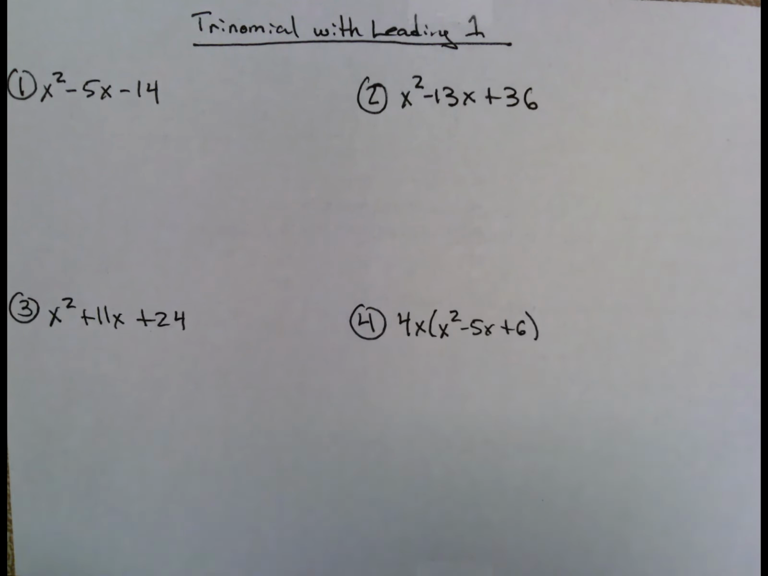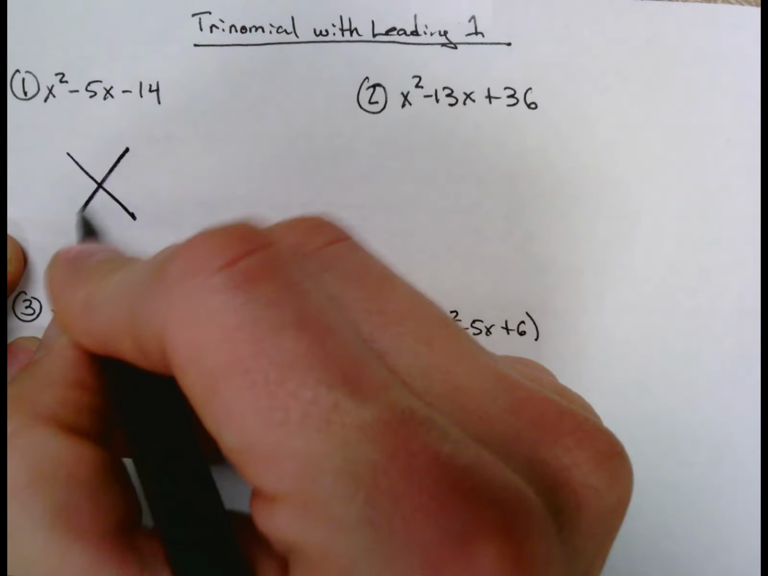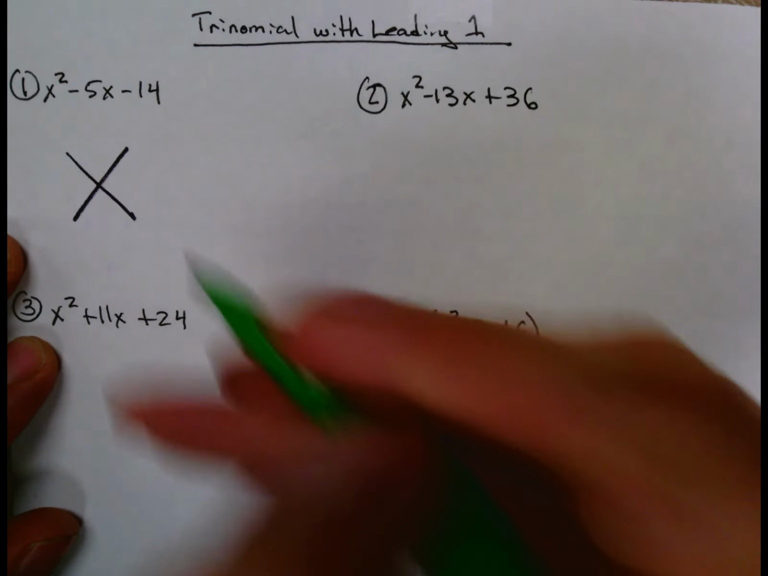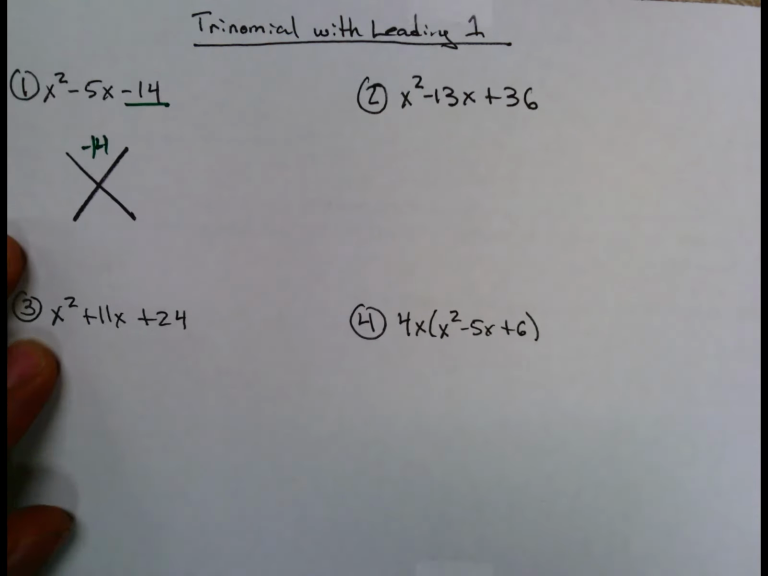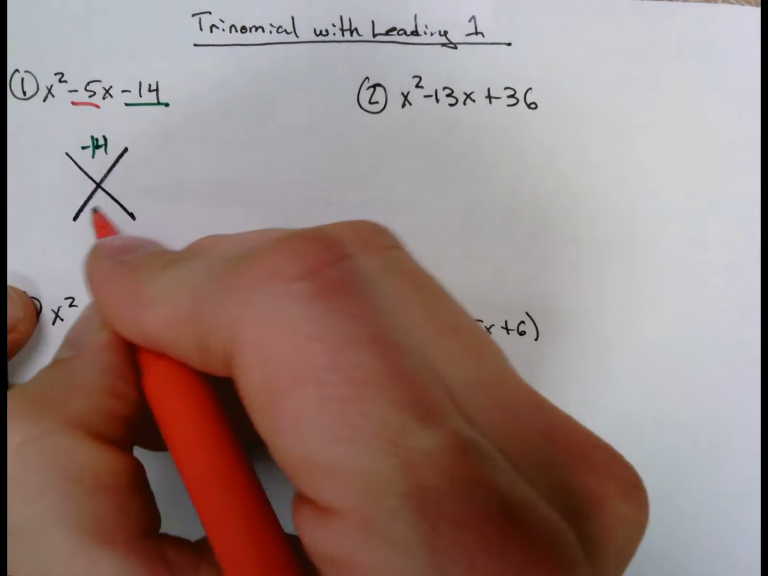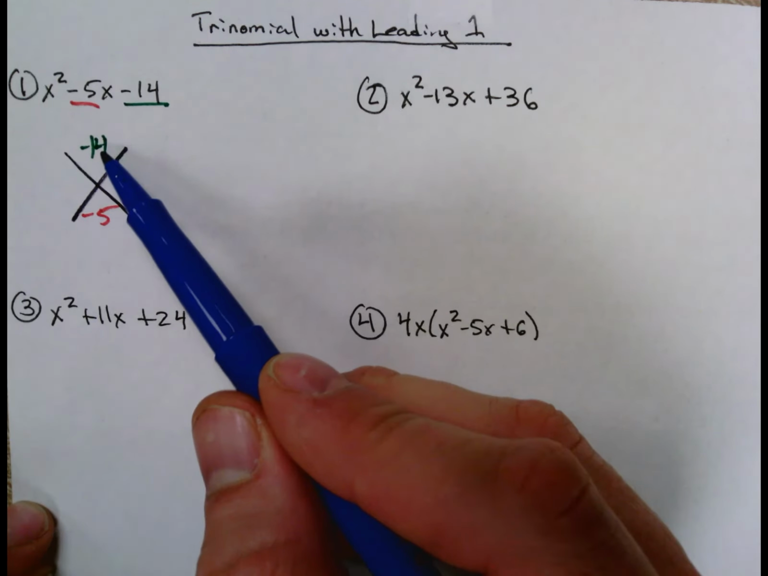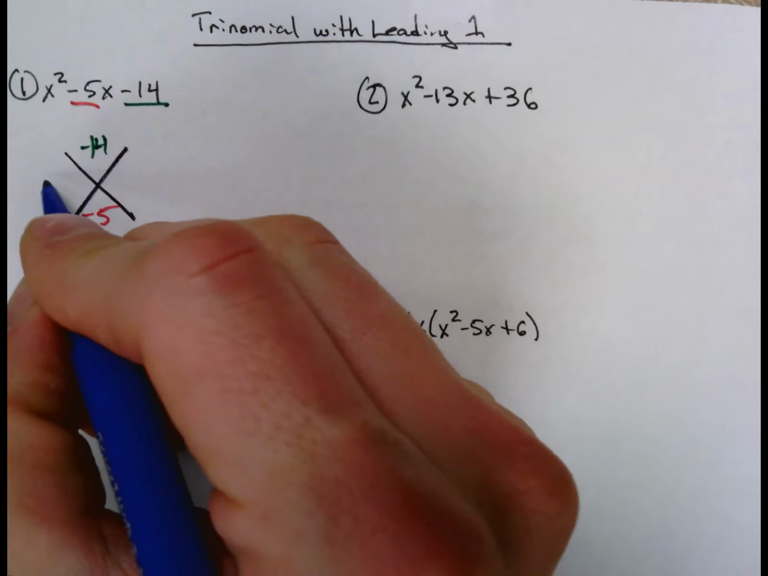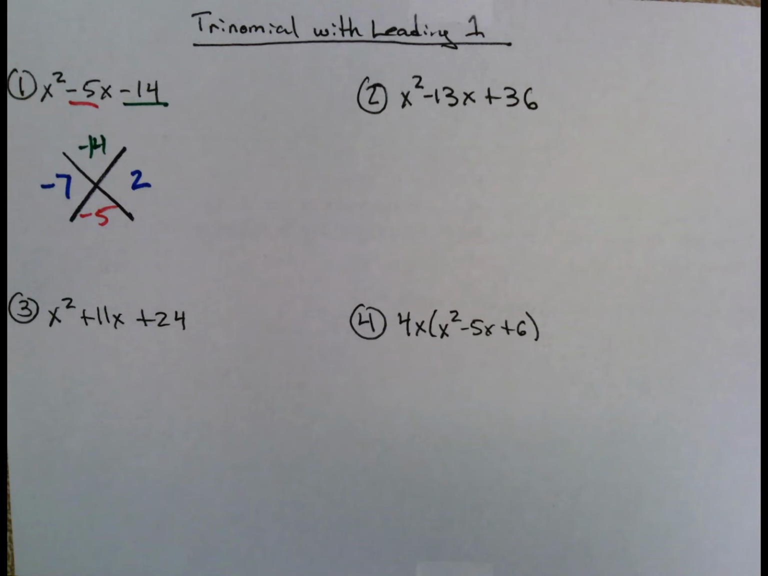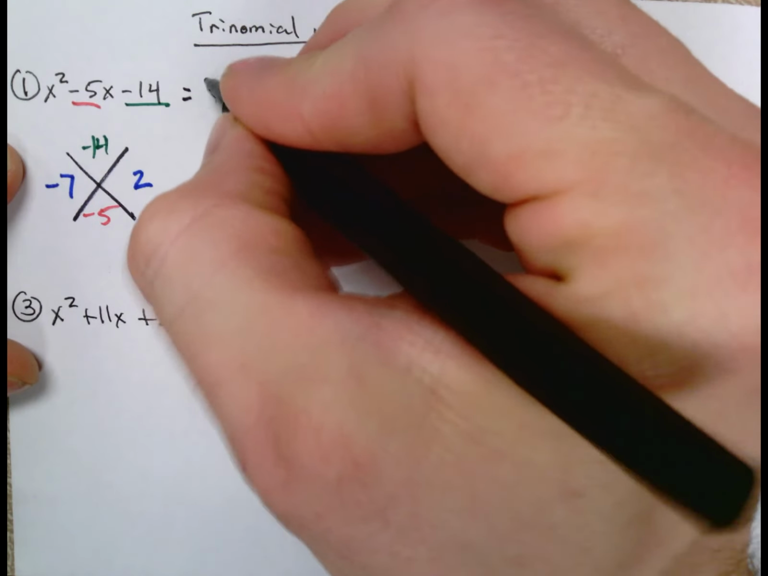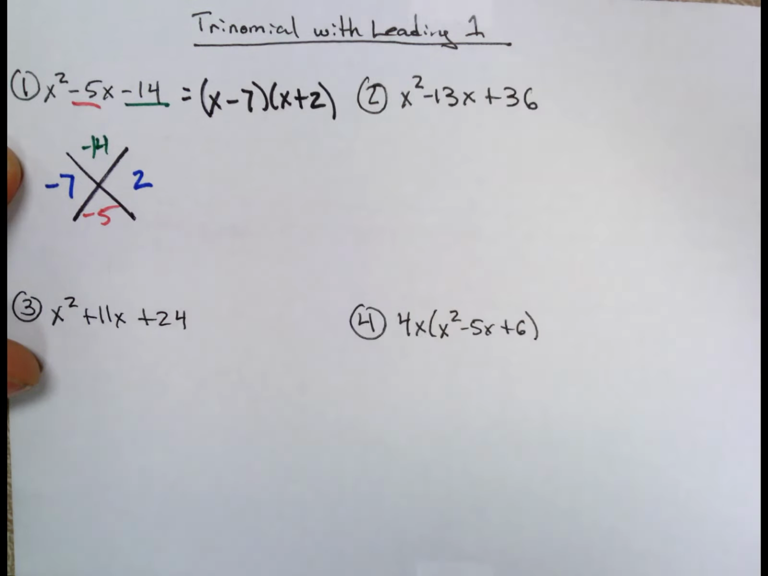So a couple quick examples. If we have x squared minus 5x minus 14, then as you create your diamond problem, all you need to do is put your negative 14 in the top, and then you put your negative 5 in the bottom, and you think about what your factors are. What are the numbers that multiply to negative 14 and add up to negative 5? Those would be negative 7 and a positive 2. So our factors for x squared minus 5x minus 14 would be x minus 7 and x plus 2.